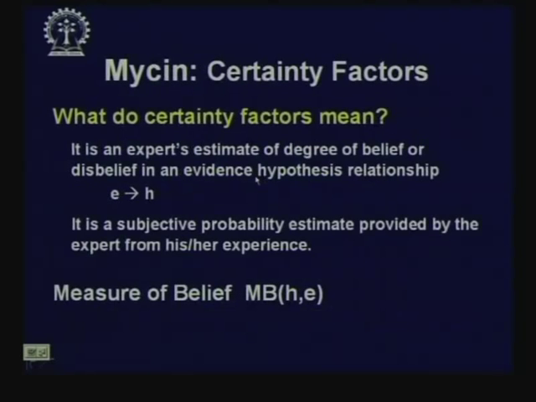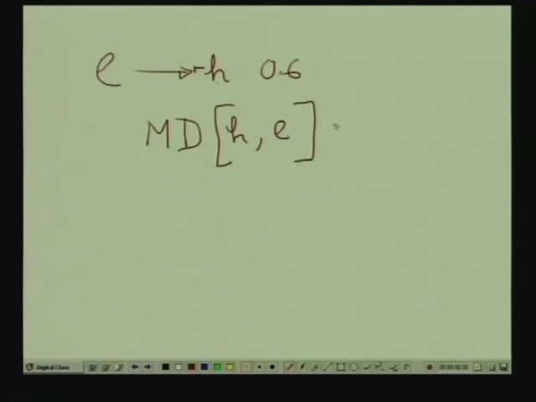Similarly, there can be a measure of disbelief, which I would write as MD(H, E). Say an evidence E relates to the hypothesis H with a negation. That is, I do not believe that given this evidence, this hypothesis will be supported. So, something like not H. If E tells not H with some strength, say 0.6, then we can say the measure of disbelief in the hypothesis H given the evidence E is 0.6.